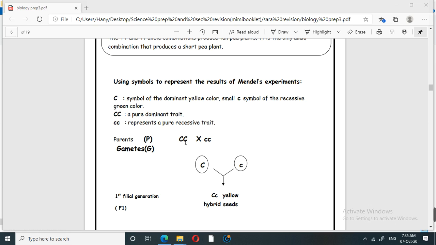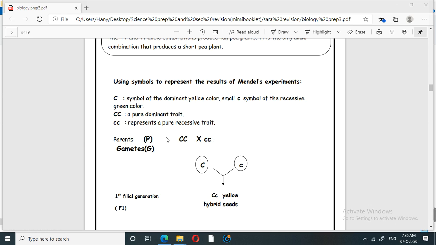And the second part, these two letters are capital, which means it's dominant, and the two letters are similar, so it means it's pure. Here we will give the same letters for the green color seed, but because of its recessive character, we will give it small letters, not capital. So C small expresses a green color, but it's pure also because they are similar letters.